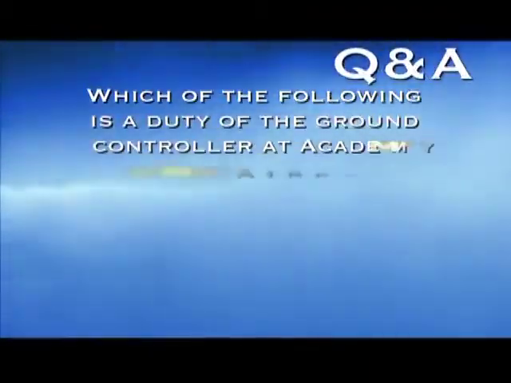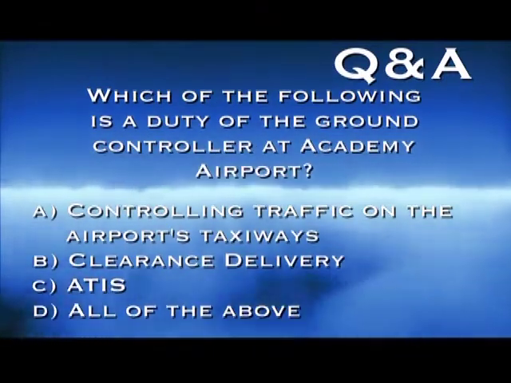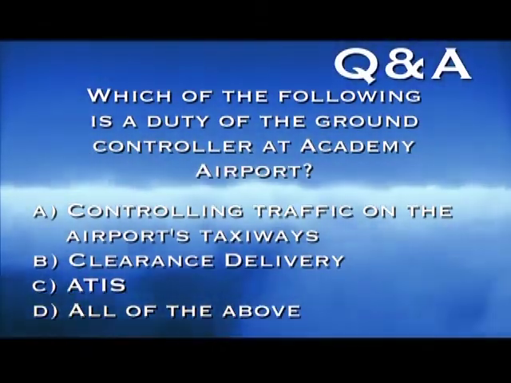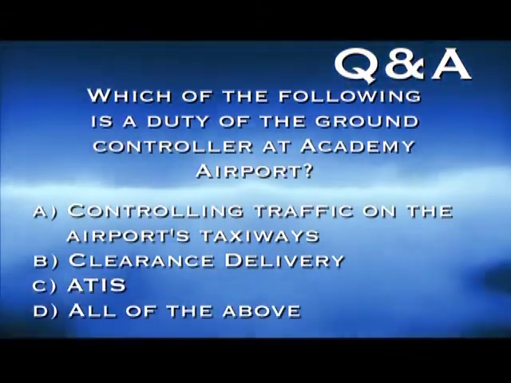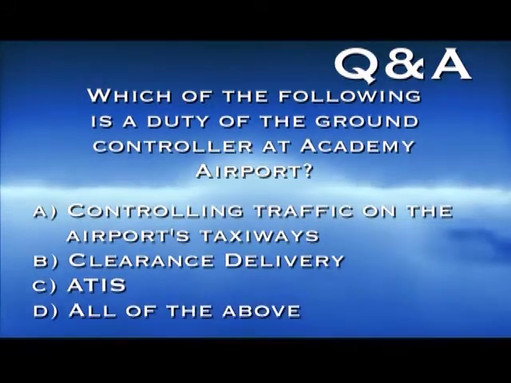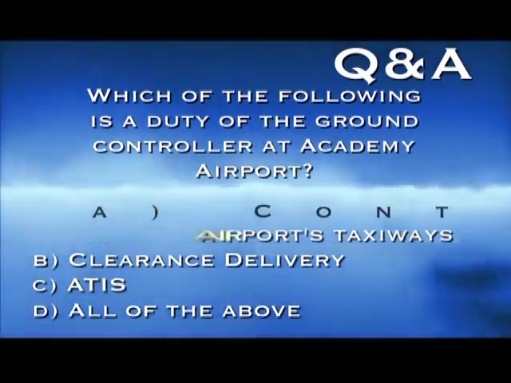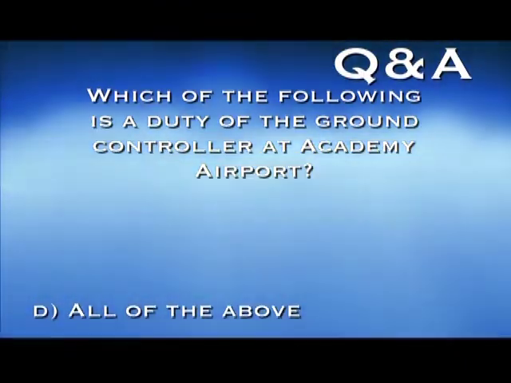Which of the following is a duty of the ground controller at Academy Airport? A. Controlling traffic on the airport's taxiways. B. Clearance delivery. C. ATIS. D. All of the above. The answer is D. The ground controller at Academy Airport is responsible for all of these things.